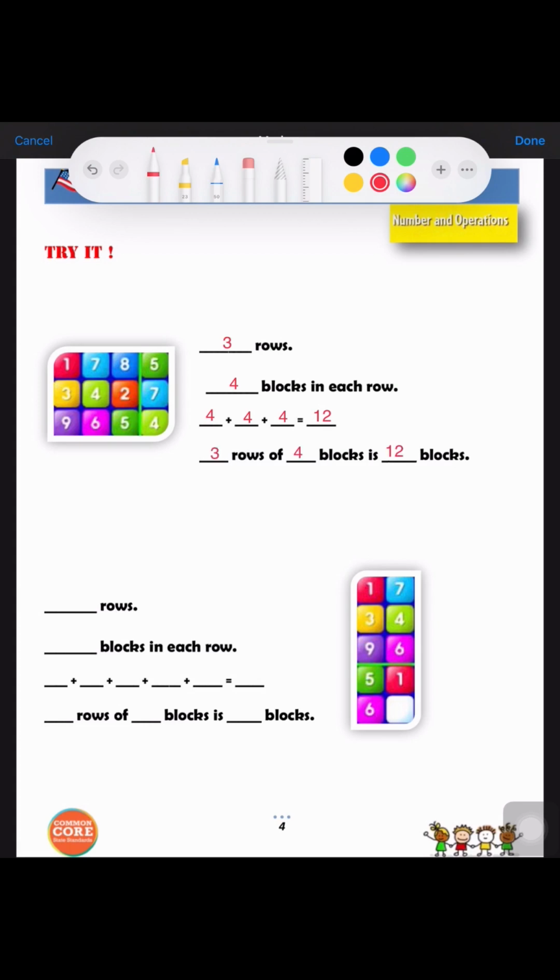And then we take a look at the next pictures. How many rows are there in all? Yes, there are 5 rows. And then there are 2 blocks in each row, so the total number of blocks will be 2 plus 2 plus 2 plus 2, which is 10. 5 rows of 2 blocks is 10 blocks.